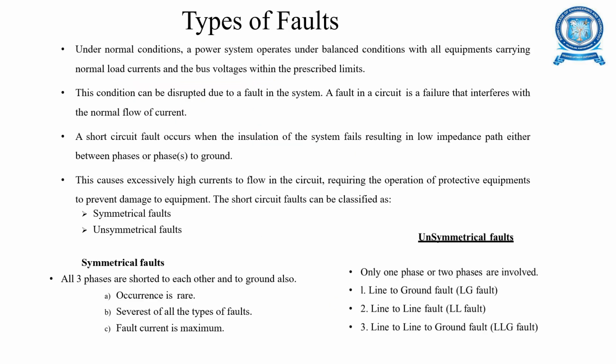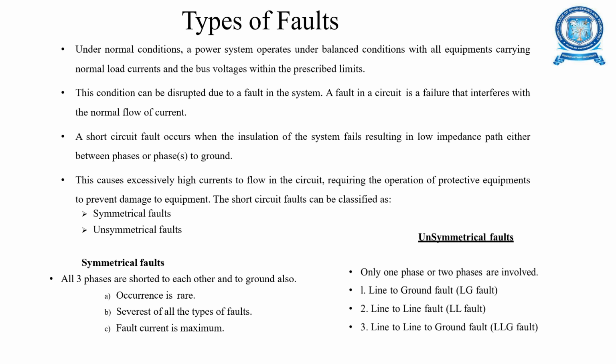Under normal conditions, the power system operates in a balanced condition. This condition is disrupted due to faults in the system. A short circuit fault occurs when the insulation of the system fails, resulting in a low impedance path either between phases or to ground. This causes extensively high currents to flow in the circuit. The short circuit faults are classified as symmetrical and unsymmetrical faults.